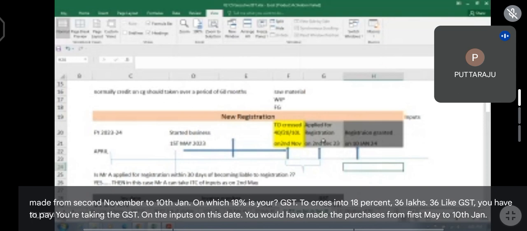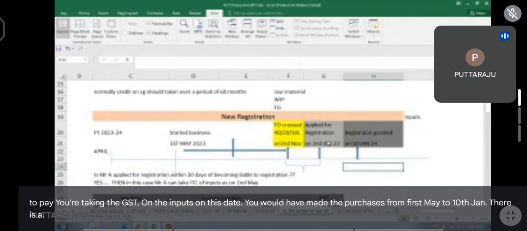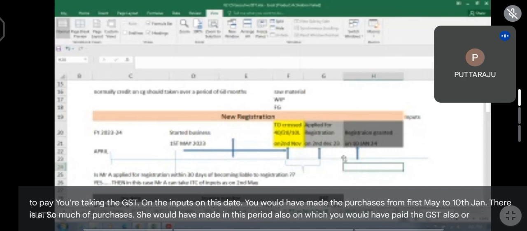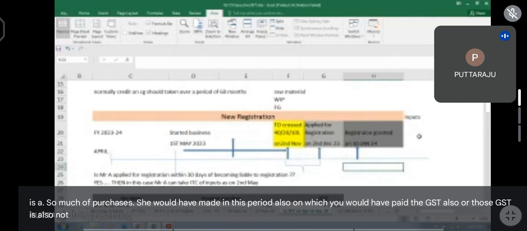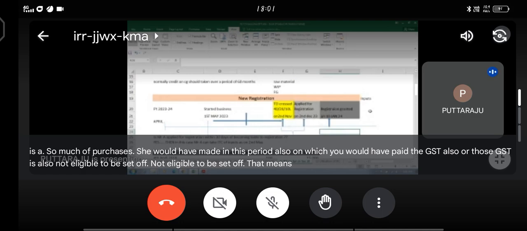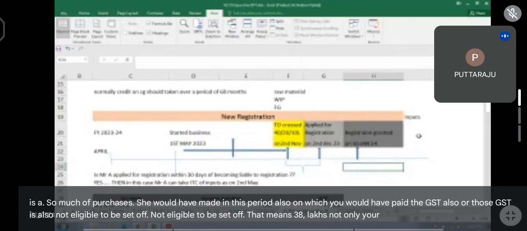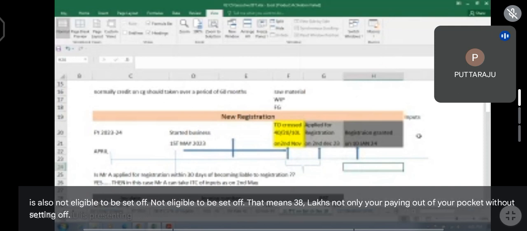There is so much of purchases you would have made in this period also, on which you would have paid the GST also. Those GST is also not eligible to be set off. Not eligible to be set off. That means 36 lakhs, not only you are paying out of your pocket without setting off, and without setting off in the sense you are not supposed to collect also.